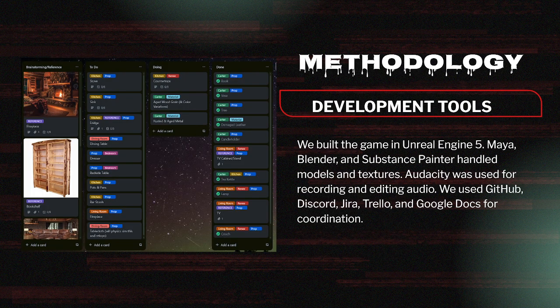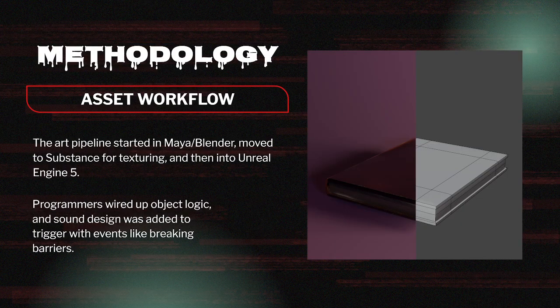So some of the software and tools that we have used include Unreal Engine 5 for our game engine, Maya, Blender, and Substance Painter for modeling and texturing. Audacity was utilized for audio. GitHub, Discord, Jira, Trello, and Google Docs have all also been used for us to coordinate and organize our ideas. So moving back to our asset workflow, the pipeline starts in Maya or Blender as a high and low poly, then being moved to Substance for texturing, then recompiled in Blender or Maya, and finally exported to Unreal Engine 5 into the game.